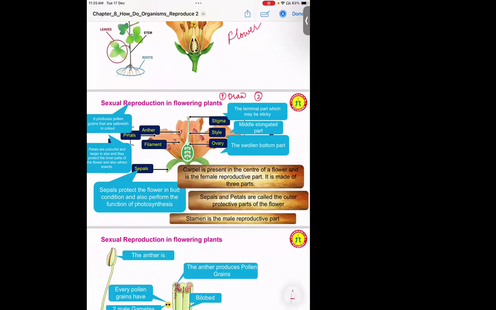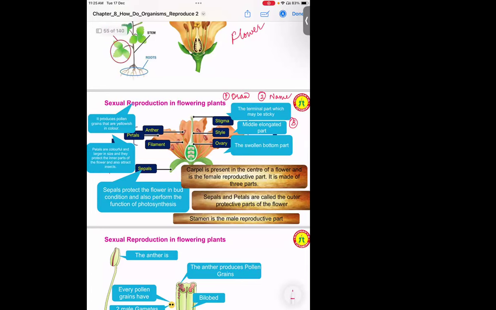Third thing, what do they give you? They give you some statements and they ask you to identify the part or to label the part in the given diagram. So it's important that you should learn this diagram with the parts and the functions also. So the sepals are basically green colored parts. They protect the flower in the bud condition and also perform the function of photosynthesis.